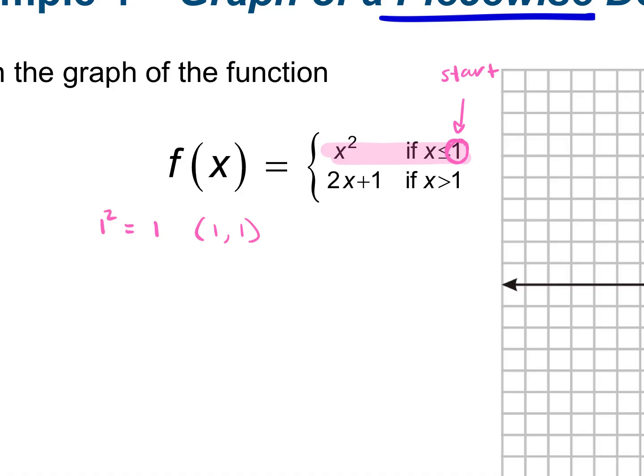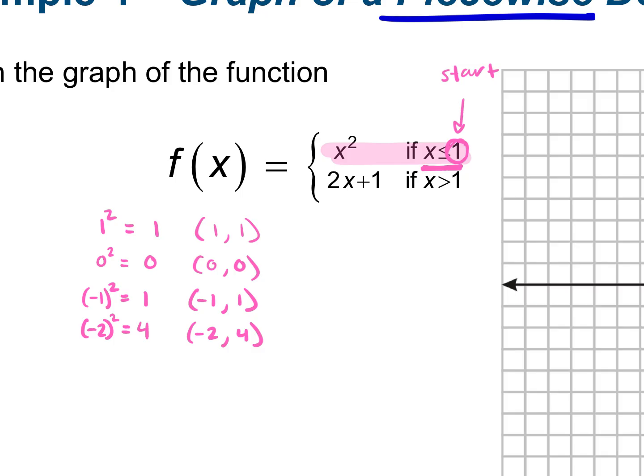Now I can plug in anything else that's less than 1. What's less than 1? 0. So 0. What's 0 squared? 0. So I plugged in 0 and got 0. So my next point is going to be 0, 0. Let's plug in another point. What else is less than 1? Negative 1. So -1 squared is what? 1. What did we plug in? -1, and we got 1. Let's do one more point. -2. Sure, let's plug in -2. So -2 squared is what? 4. So we plugged in -2 and got 4.